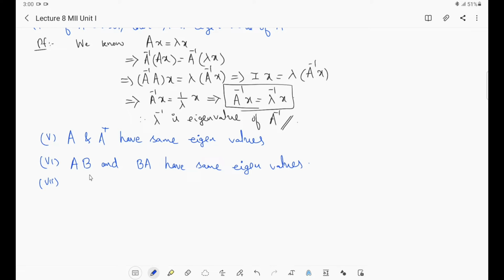Then suppose you are having two matrices A and B. First you multiply the two matrices, AB, right? Then find the eigenvalues of that. Also you find BA, then find the eigenvalues of that. Eigenvalues will be the same. This is the sixth property.